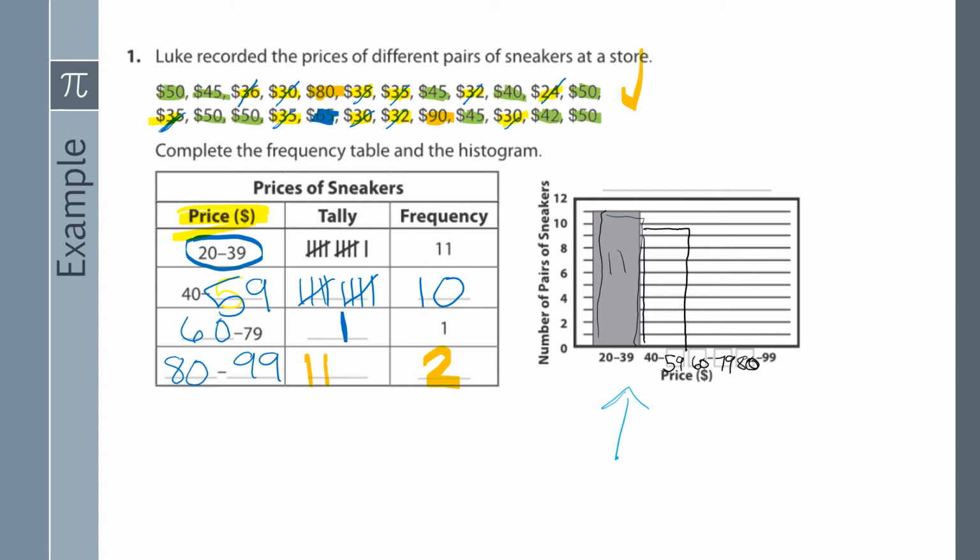And sometimes I will use different colors to kind of shade it in. Makes it prettier. And then the next one, 60 to 79 is 1. So this is 1 right here. And then the last one was 2. 80 to 89 had 2. So 2 went up to here. I know it's kind of a little messy there, but that's what you would do for a histogram.